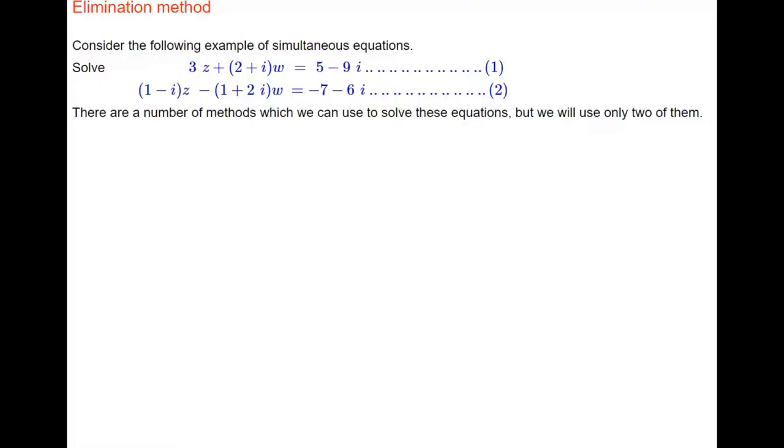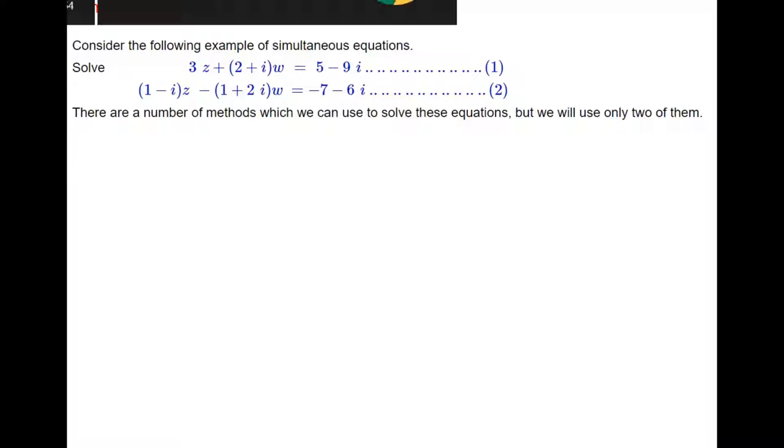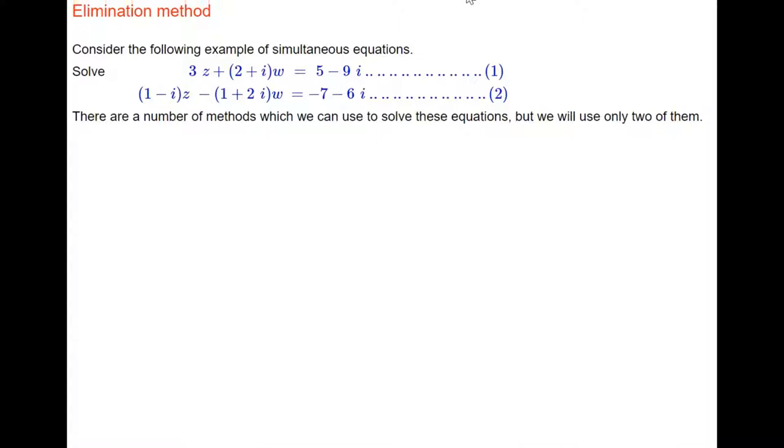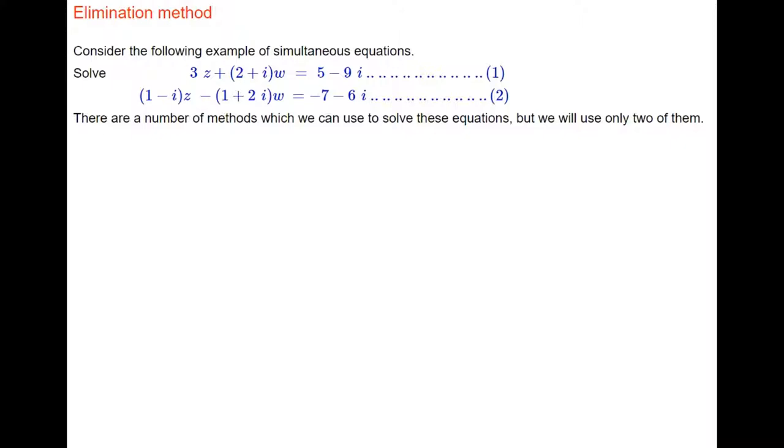For our first example, we'll solve a pair of simultaneous linear equations. So the first one will be (3 + 2i)z + (2 + i)w = 5 - 9i. We'll call that equation 1. And the second one is (1 - i)z - (1 + 2i)w = -7 - 6i. And we'll call that equation 2. So we'll solve them for the unknown variables z and w.